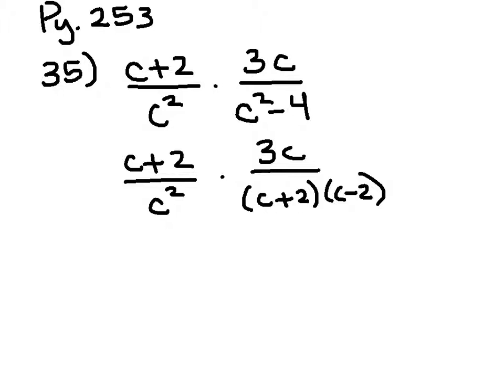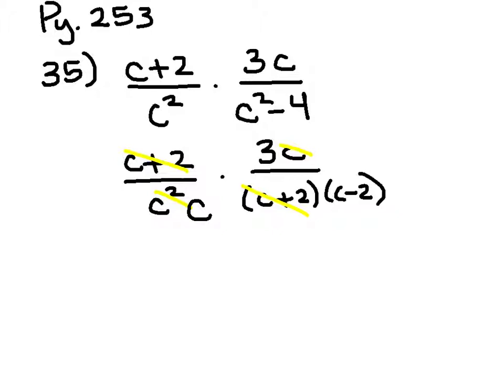Now that I've factored this problem, let's go ahead and reduce. So I'm going to look for anything that might be in common here. So I see the binomial c plus 2 and c plus 2 will become 1. Then I also notice the monomial c's are in common. So c and c, so then this will just make a c then. There we go. So now I'm going to write down the product of what's remaining.